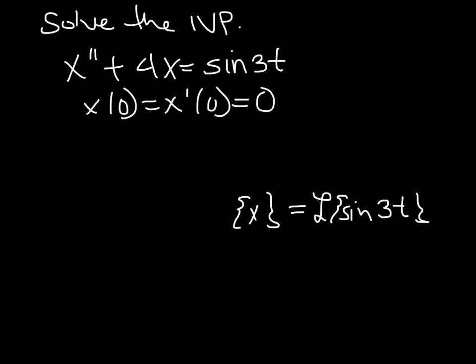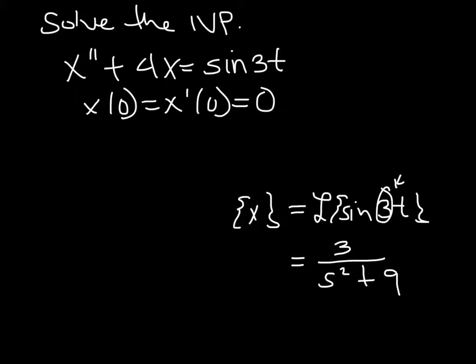Now we can definitely use our table. On page 271 of your book, do we have a sine of kt? We definitely do. It's k over s squared plus k squared. So I know my k is 3. So it's 3 over s squared plus 3 squared, which is 9.